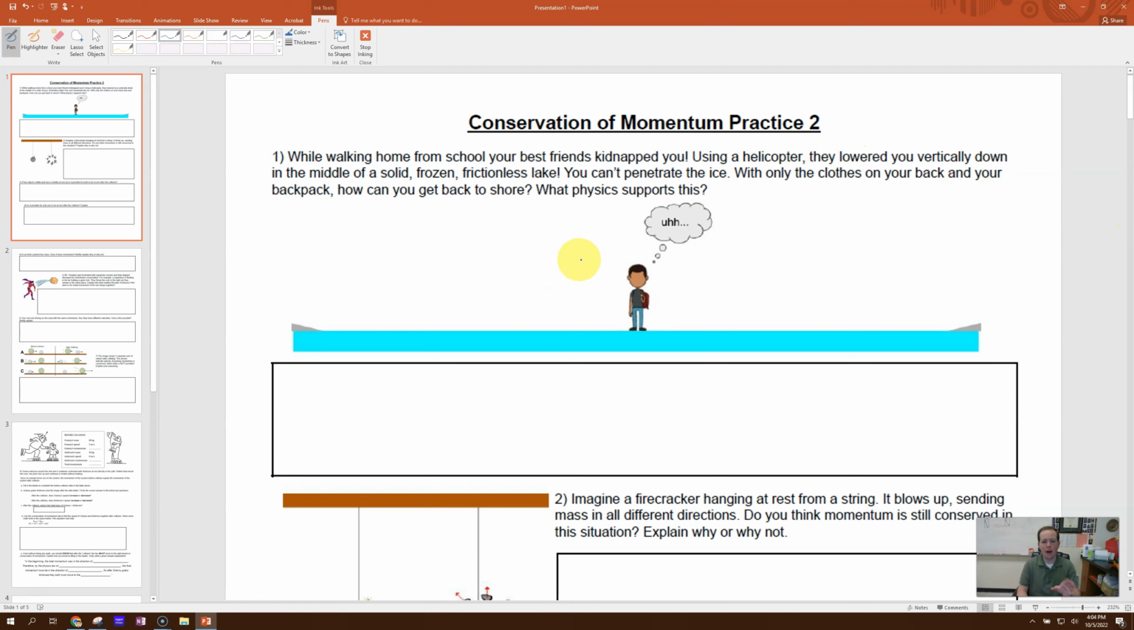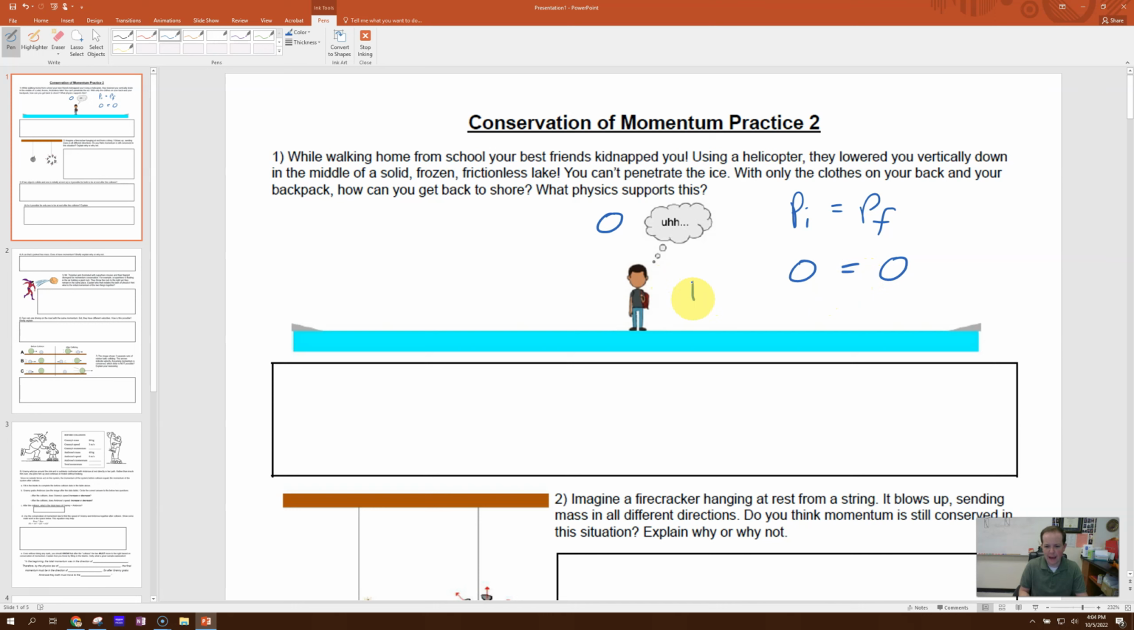All right? So problem number 1, you're stuck on a frozen, frictionless lake. You got to get to shore. You got to somehow get over here. How are you going to do that? Remember the idea of conservation of momentum. Whatever you have in the beginning is what you have in the end. It says that you started just standing here. So your total momentum in the beginning is 0. So if you start with 0, you need to end with 0.